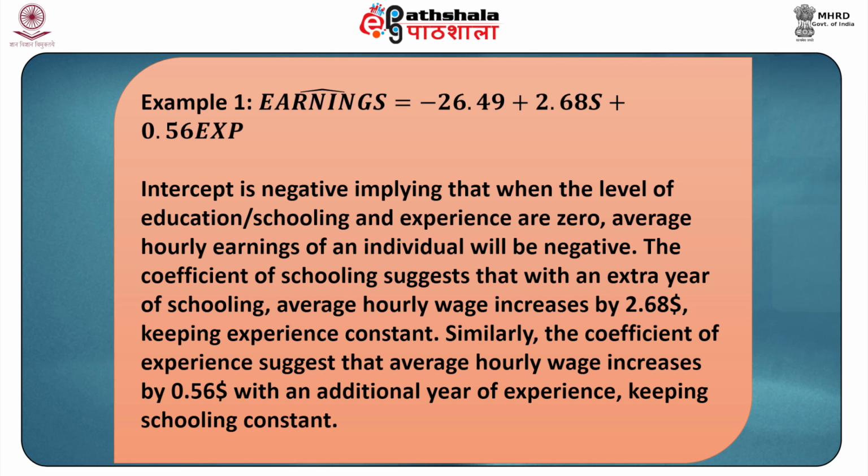Now, this does not make any economic sense, as you can perhaps make out that earnings cannot be negative, and therefore it can be easily ignored. The coefficient of schooling suggests that with an extra year of schooling, average hourly wage increases by 2.68 units, which is dollars in the present example, keeping experience constant. Similarly, the coefficient of experience suggests that average hourly wage increases by $0.56 with an additional year of experience, keeping schooling constant.